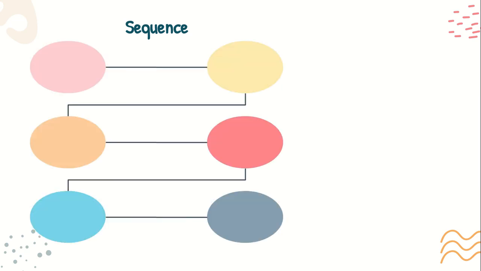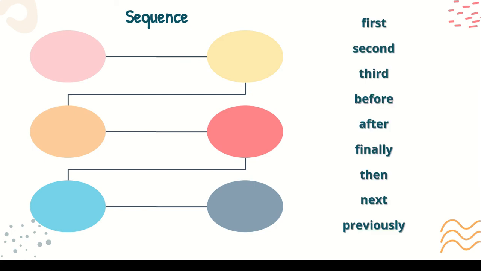Sequence. In this structure, information may be presented in a way that follows a numerical or chronological sequence, either explicitly or implicitly. Transition words that you can use are first, second, third, before, after, finally, then, next, previously.